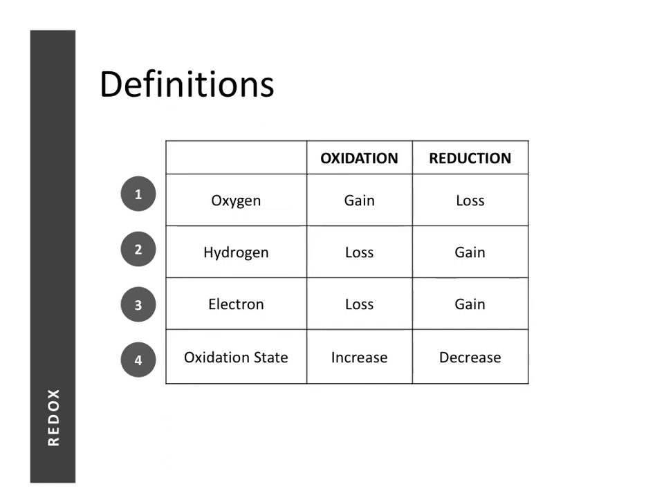One way in which you can remember is by this mnemonic SHOE. S stands for oxidation state, H stands for hydrogen, O stands for oxygen, and E stands for electron. So the 4 letters make up the word SHOE.